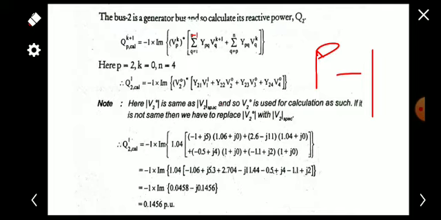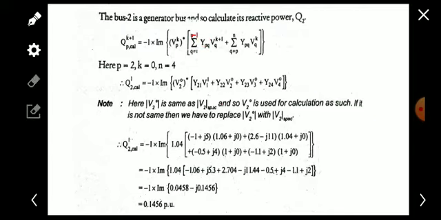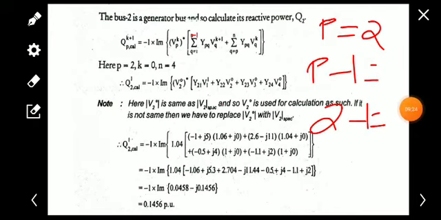So for the calculation of the reactive power Q2, the calculated value of Q2 for the first iteration, Q2 calculated 1, with K equal to 0, becomes Q2 calculated 1 is equal to minus 1 into imaginary V2 0 star, and sigma Q equal to 1 to P minus 1. Here we have to note that the value of P is 2. We are calculating the second bus, so P minus 1 is equal to 2 minus 1, which is equal to 1.